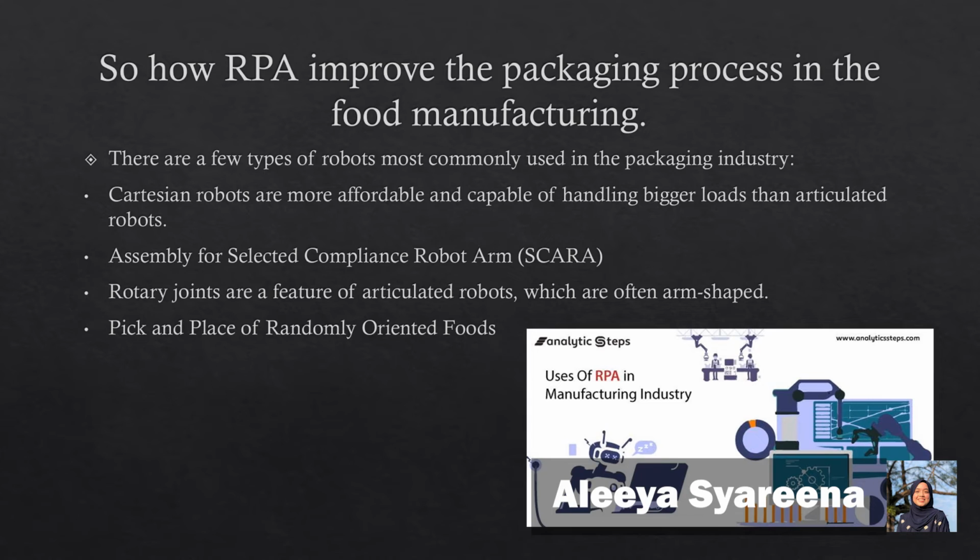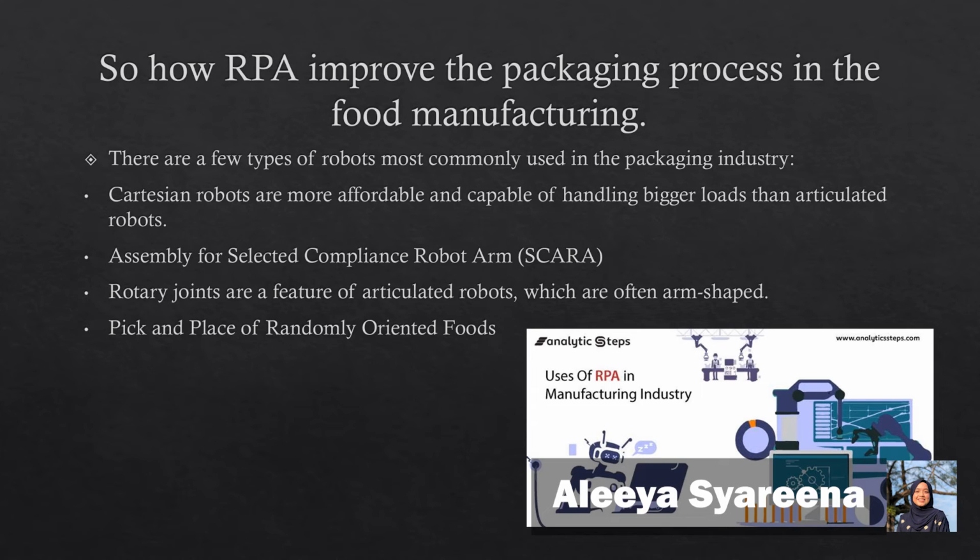SCARA robots have an arm that is fixed in the z-axis and are firmly mounted in a fixed position, perhaps more than any other kind of robots. SCARA robots mimic the motion of a human arm. Rotary joints are a feature of articulated robots, which are often arm-shaped. The robotic arm has anything between 2 and 10 joints.